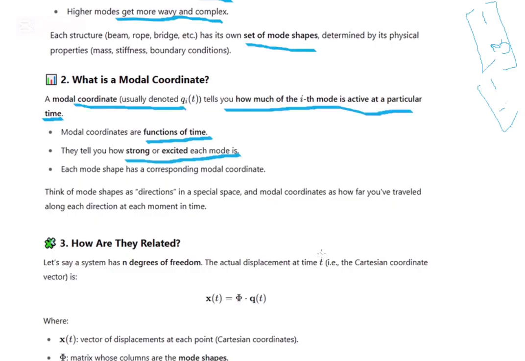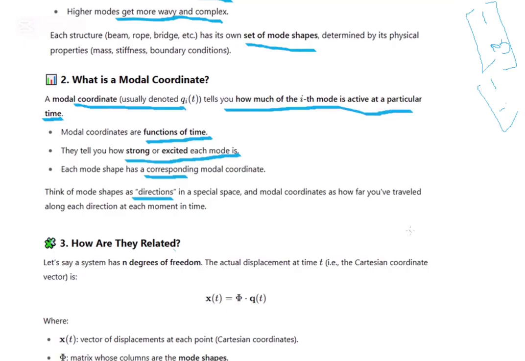And if you have 10 modes, maybe some particular modal point is more, which means that particular mode is going to be active, that structure is vibrating at that particular mode. Each mode has a corresponding modal coordinate. Think of mode shape as directions in a special shape, and modal coordinates as how far it has traveled along each direction at that moment in time.